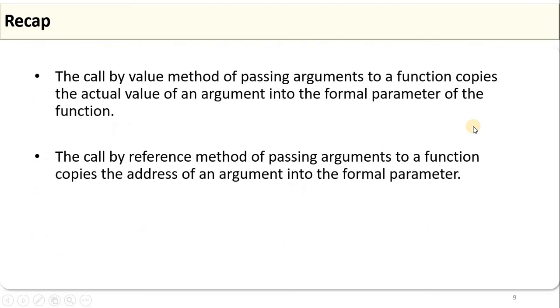Hope this is clear. Just a recap. The call by value method of passing arguments to a function copies the actual values of an argument into the formal parameters of the function. Whereas the call by reference method of passing arguments to a function copies the address of the argument into the formal parameters. Since you are passing the address, any changes that you make through the address would get reflected in the calling function.